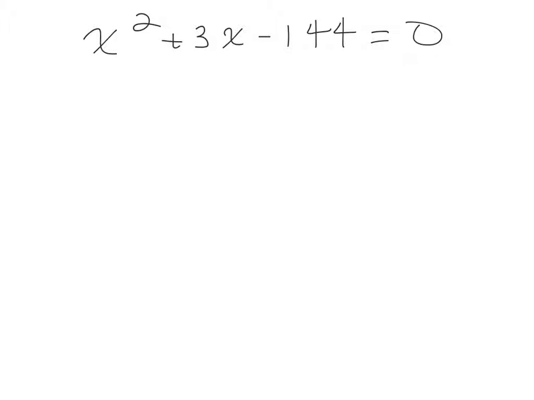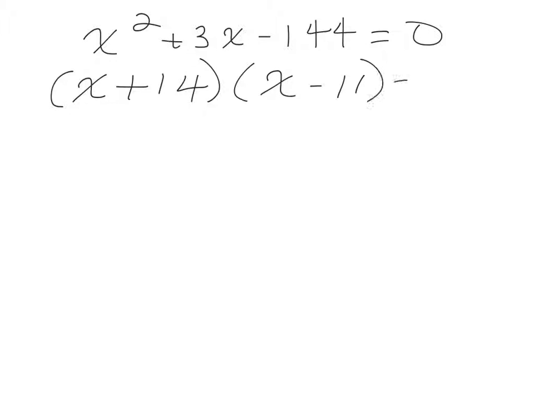Okay, this is factorable. I wasn't sure how to factor it at first, so I tried, does 2 go in? Yes, it does, but 2 and 72 wasn't going to help. And eventually, just by trial and error, I found that it was going to be 11 and 14. So I have x plus 14 times x minus 11. That equals 0. Setting each factor equal to 0, x equals negative 14 and x equals 11.